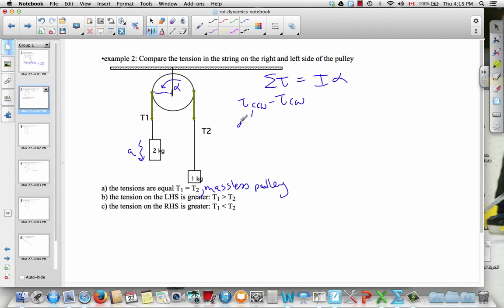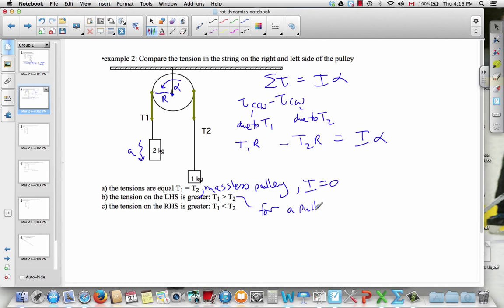The counterclockwise is due to force T1. A torque is a force times a distance. The distance from the pivot point, or the axis of rotation, is just the radius of the pulley, r. Now the clockwise torque comes from that second string. I'm using T for tension in this case. It's opposite, so we subtract, and that will equal I alpha. Now, if the pulley has no mass, then it has no inertia. This side's 0, and the two tensions are equal. But if the pulley does have mass, then it must be that T1 is greater.